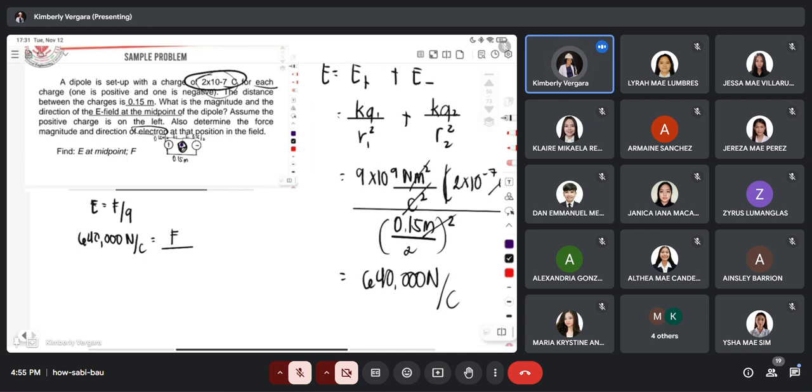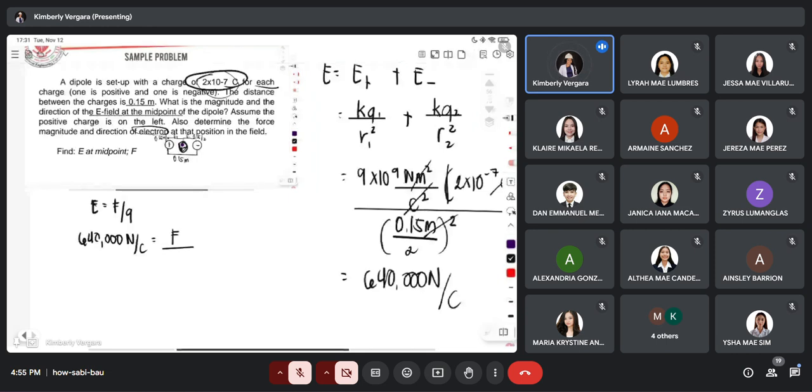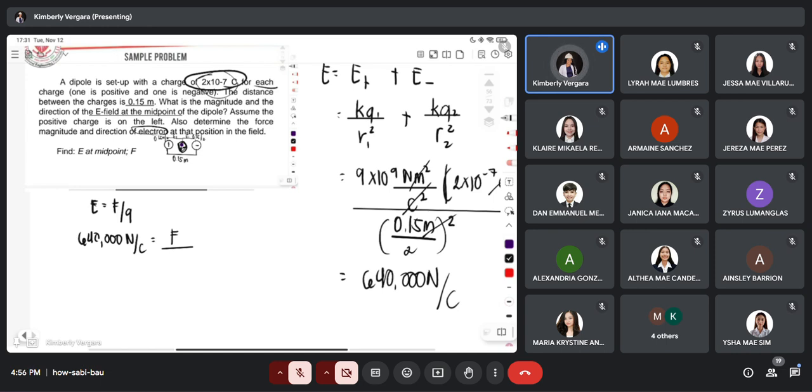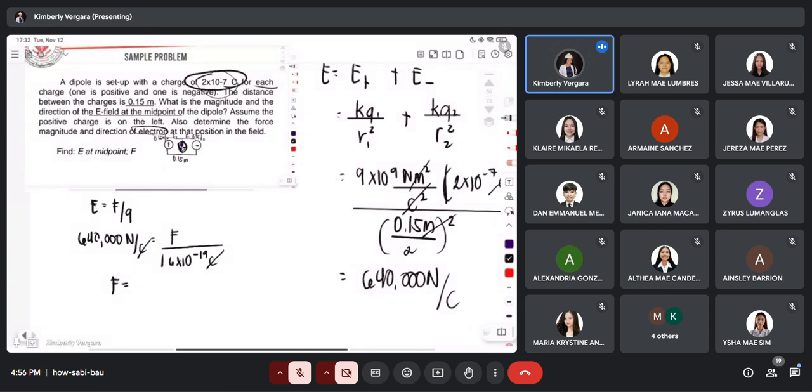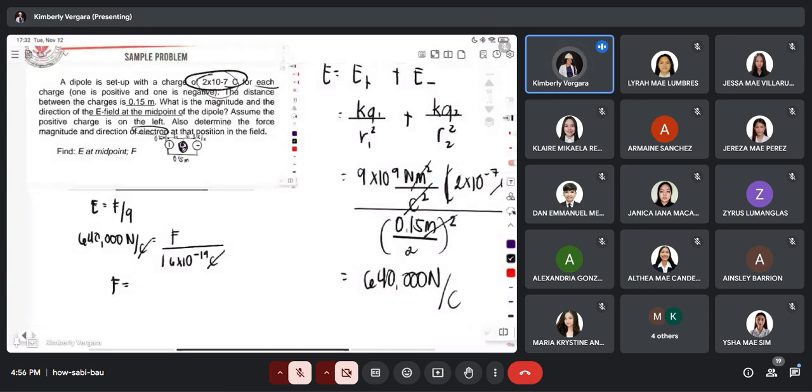Gaano kadami yung force na nare-receive po niya? So, ang Q natin is, what is our fundamental charge? Our fundamental charge is 1.6 times 10 raised to negative 19 coulomb. So, cancel. So, what is our F? Ano po yun? I-type na lang po sa chat box.